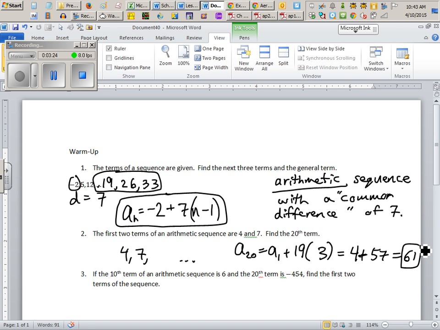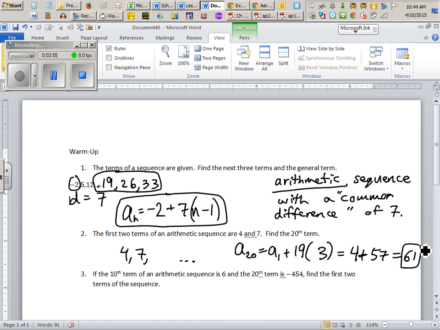If the 10th term of a sequence is 6 and the 20th term is negative 454, find the first 2 terms of the sequence. Okay, did anyone figure this out just using common sense? Anybody figure that out? What'd you get? 420 and 374. Okay, what'd you get? Same thing. Same thing, okay. So how did you do it? Tim, what was your reasoning?